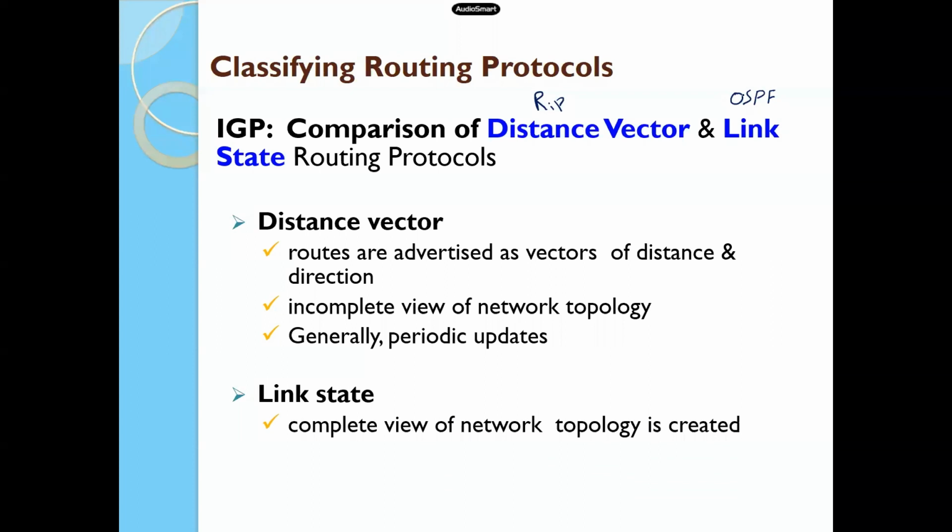However, link state is the opposite. It shows a complete view of the network once the topology is created. And in here, since the view is complete, there is no need for periodic updates.